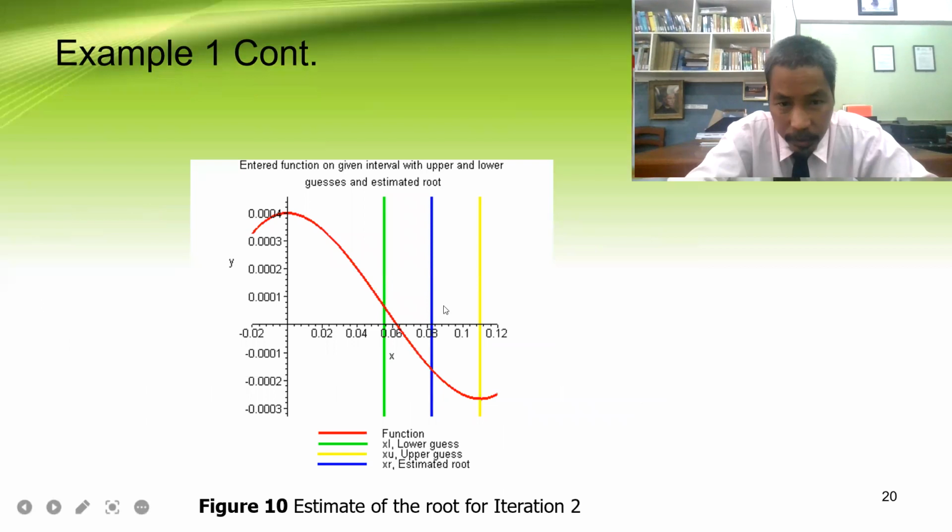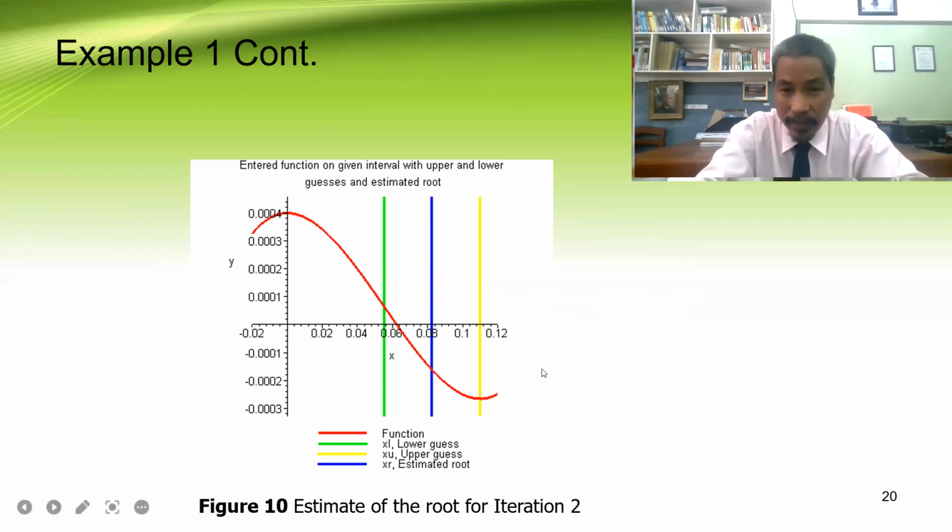So 0.0825 and 0.055 here. The green one is 0.055. The blue one is 0.0825, the new upper limit. So this is the first lower limit, the current lower limit, the first upper limit, the current upper limit. So it becomes nearer and nearer to the intersection, or to the root.